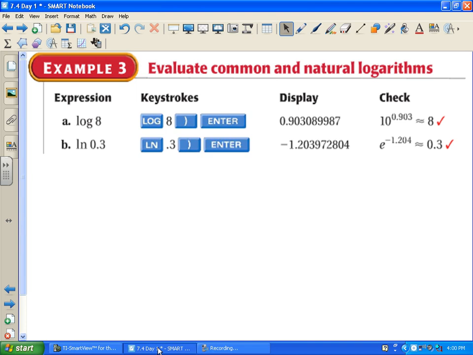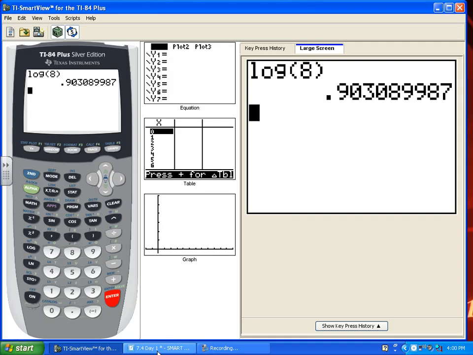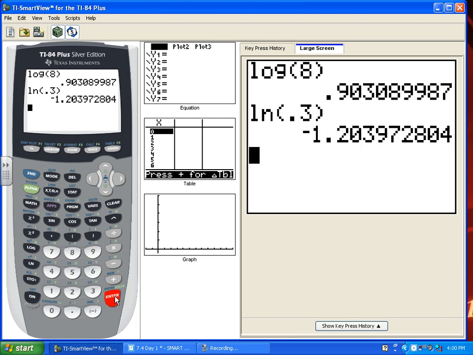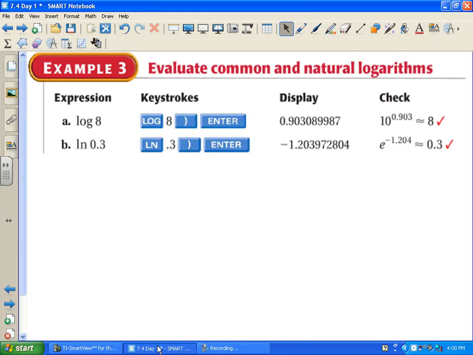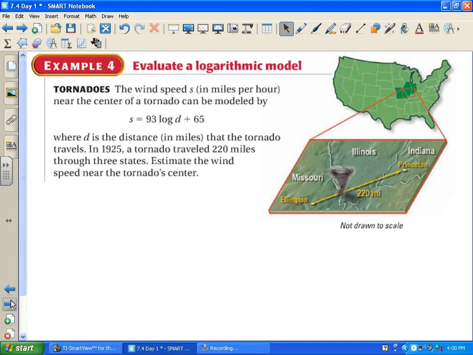And now I need the natural log of 0.3. For me, natural log of 0.3. Boom. Okay? And again, your answer should match what I got, and your answer should match what we have right there. Pretty straightforward stuff. So, not too concerned about that. The reason I wanted to show you that is because we're going to have to use our calculators in the next problem. So, here we go.